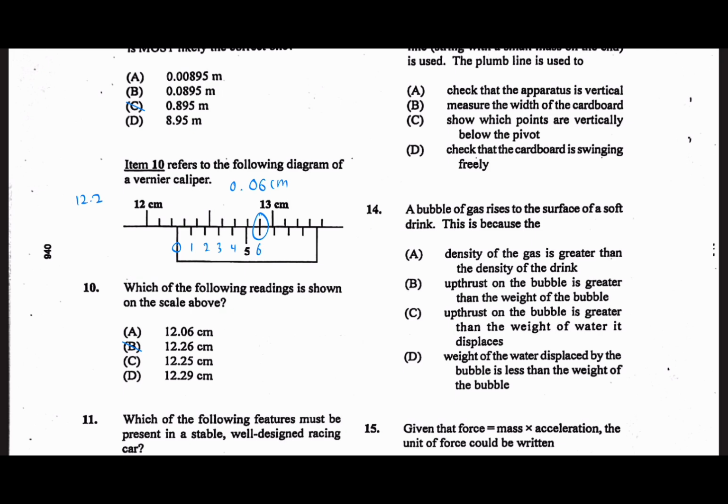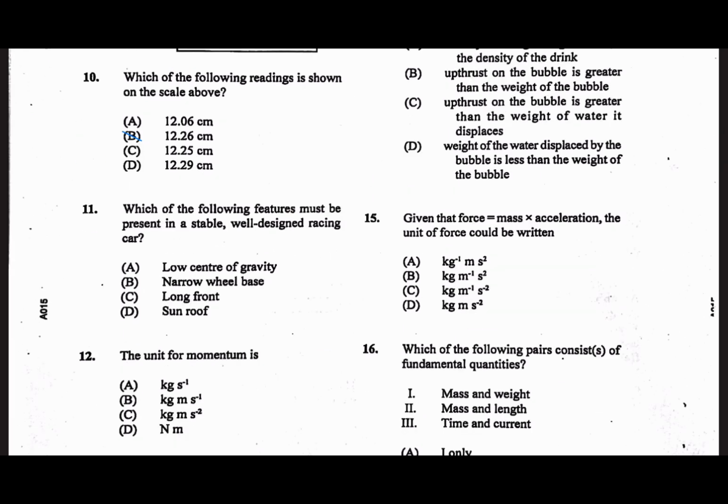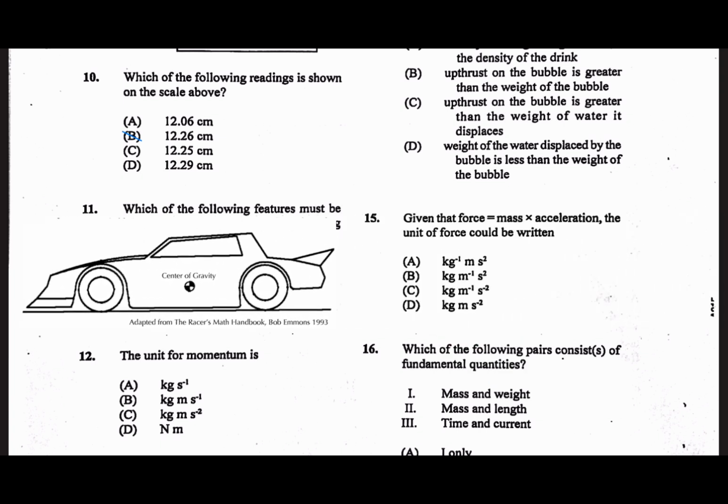Let's continue. Question 11. Which of the following features must be present in a stable, well-designed racing car? In a racing car, you don't want it to topple over, so you need a low center of gravity. Why do we need a sunroof? For the people to get shot out of.